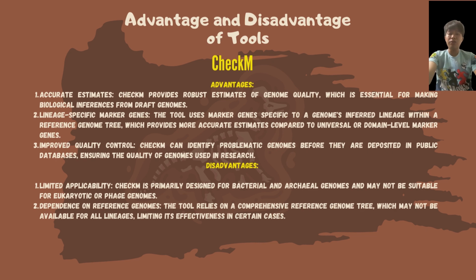And lastly, improved quality control. CheckM can identify problematic genomes before they are deposited in public databases, ensuring the quality of genomes used in research. But for the disadvantages, limited applicability. CheckM is primarily designed for bacterial and archaeal genomes and may not be suitable for eukaryotic or viral genomes. And dependence on reference genomes. The tool relies on a comprehensive reference genome tree, which may not be available for all lineages, limiting its effectiveness in certain cases.